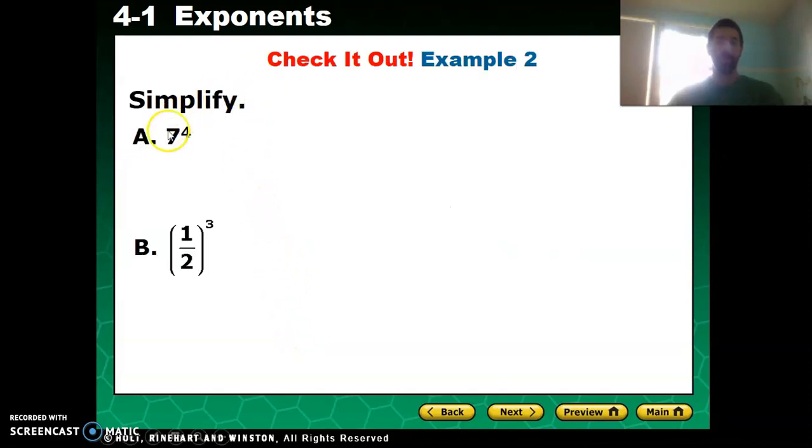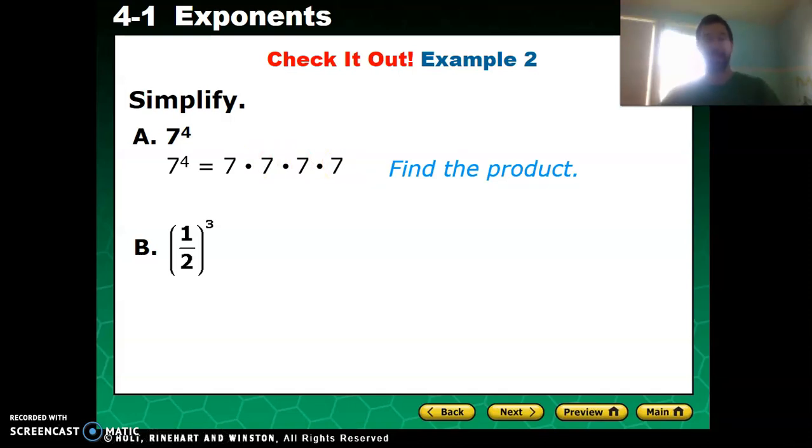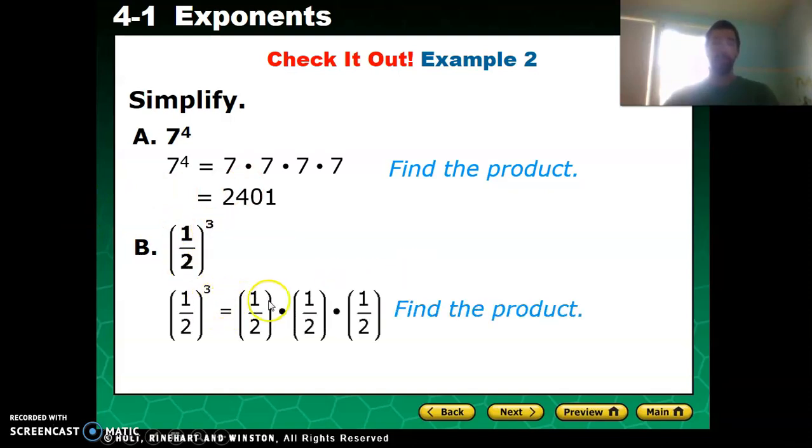So some more problems here. 7 to the power of 4, that would be 7 multiplied by itself 4 times. 1, 2, 3, 4. You could use a calculator, that's fine. You multiply 7 times 7 times 7 times 7, and you get 2,401. Next one, 1/2 to the power of 3, just like the fraction one we did on the last one. 1/2 times 1/2 times 1/2. Multiply those 1's on the top, multiply the 2's on the bottom. So you end up with 1 over 8.